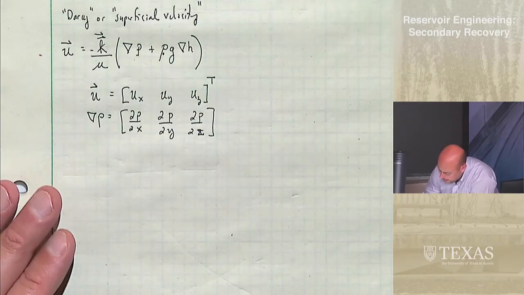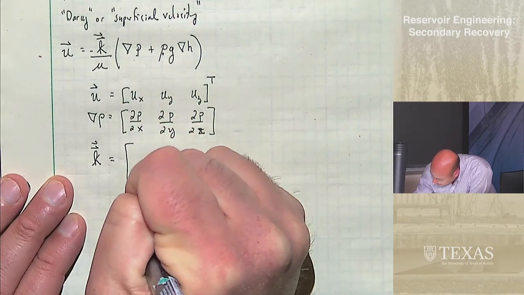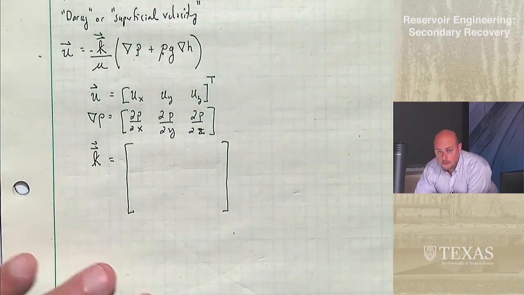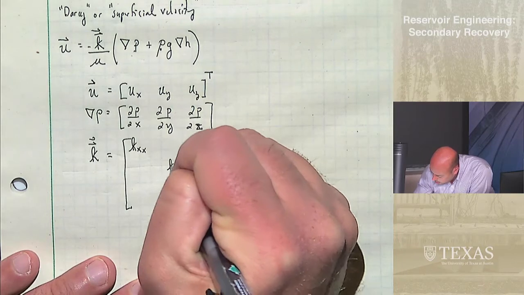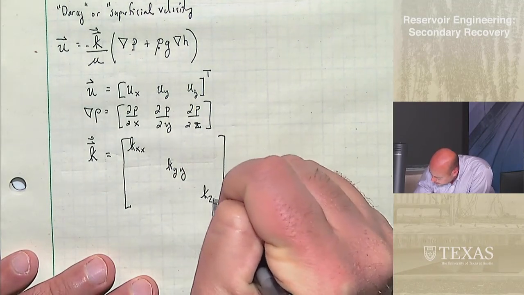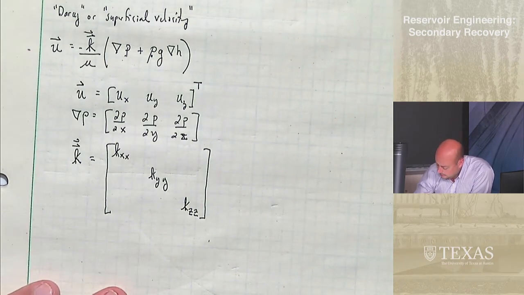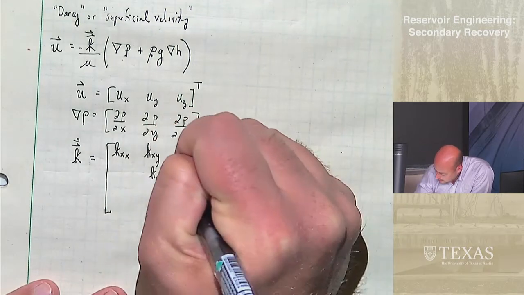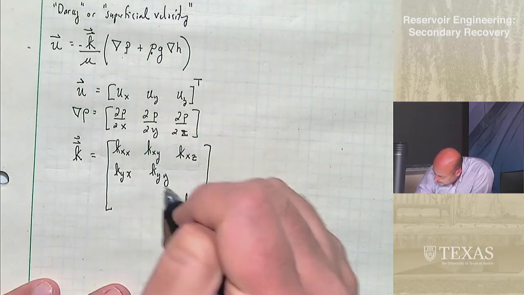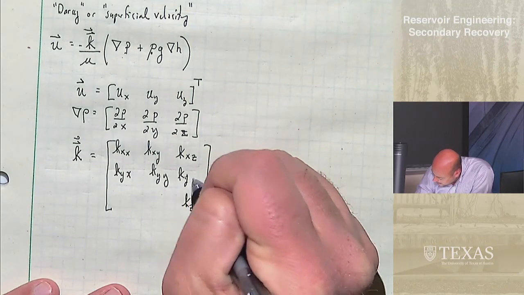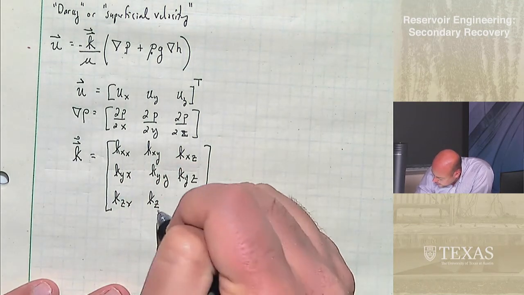What about the permeability? The permeability is technically a tensor, or you can think of it as a matrix. It is going to have an x component, a y component, and a z component. But it also might have off-diagonal terms: kxy, kxz, kyx, kyz, kzx, and kzy.